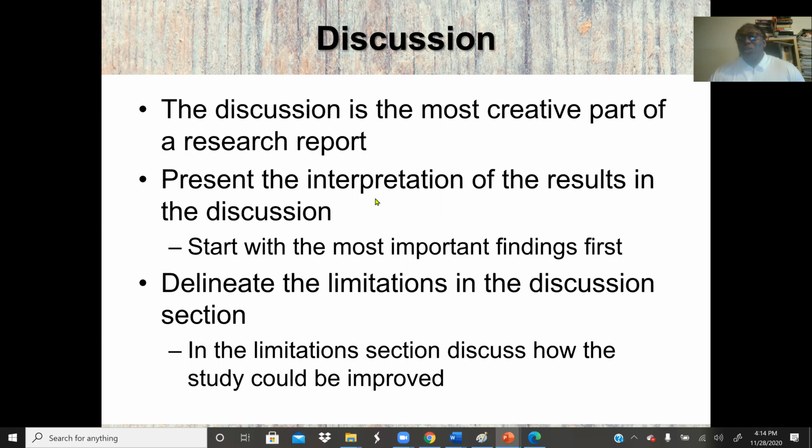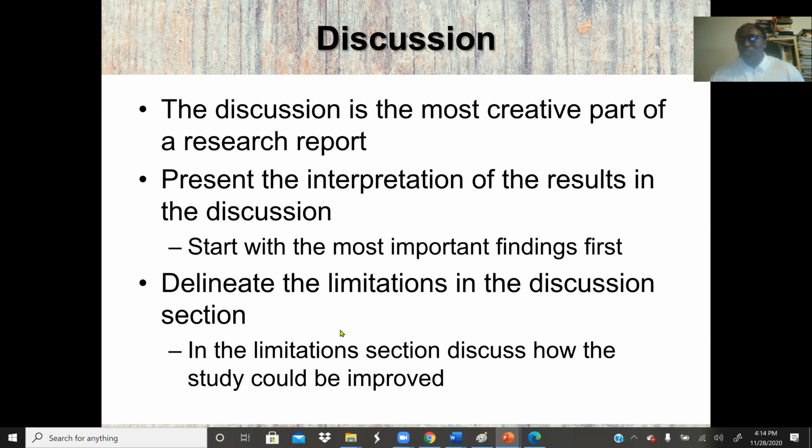Discussion is the most creative part of the research report. We can present the interpretation of the result in the discussion. That's why most papers will give you the result section, then in the discussion section is where we explain, or discuss, the result in general. We should start with the most important findings first, then delineate the limitations in the discussion section.